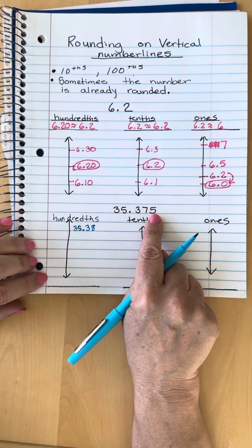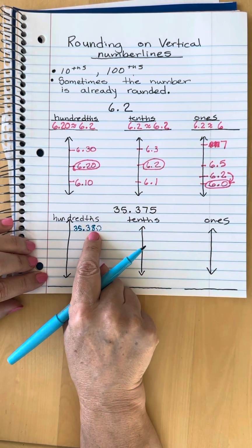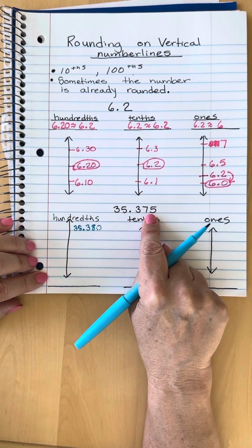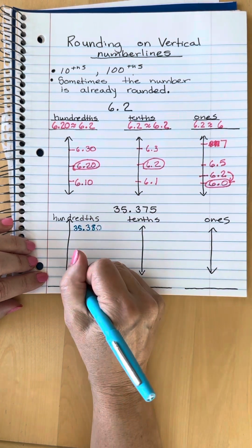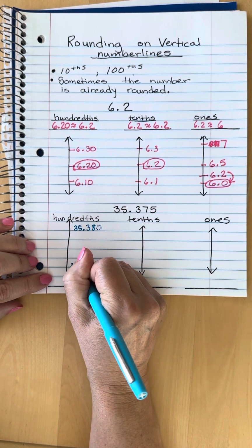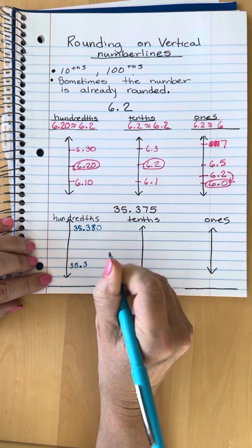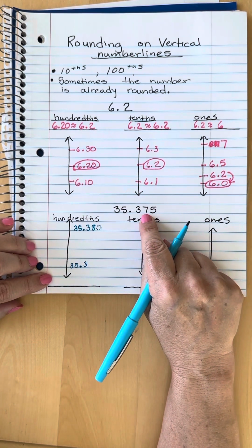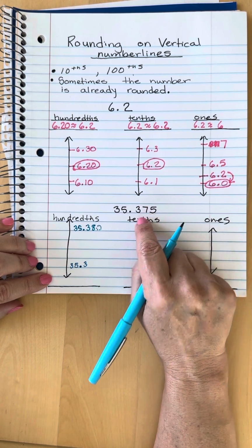If I went down, it means I would no longer have the 5. Another way to think about this is if this was 0, 380 is more than 375. So when I'm thinking about, well, what's the one before? Again, the 35 doesn't change. That's my whole number. The 3 is in the tenths place, and I'm trying to round to the hundredths. So if this became a 0, then that would be 7.